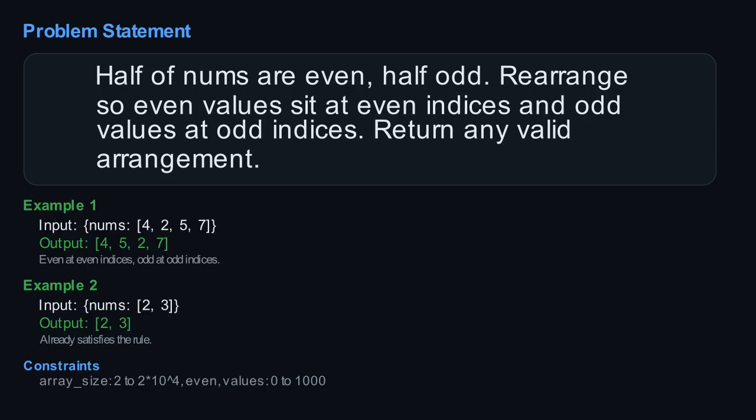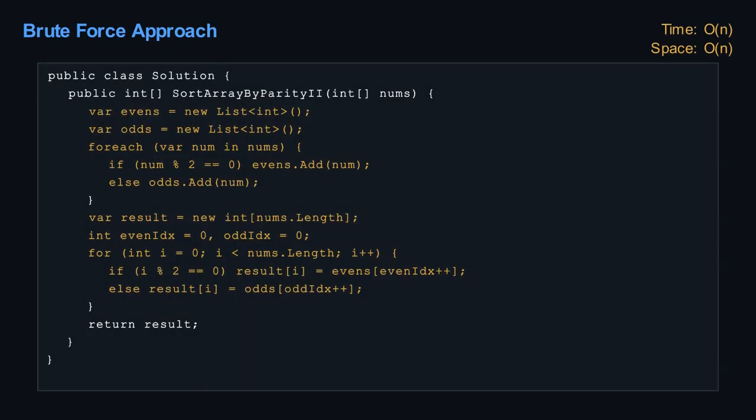The constraints tell us the array length will be between 2 and 20,000, always even, and the numbers themselves will be between 0 and 1,000. These limits mean we need a solution that works well for a reasonably large list of numbers, not just tiny ones. The most straightforward way to approach this problem, the obvious thing to try first, is to separate all the even numbers from all the odd numbers.